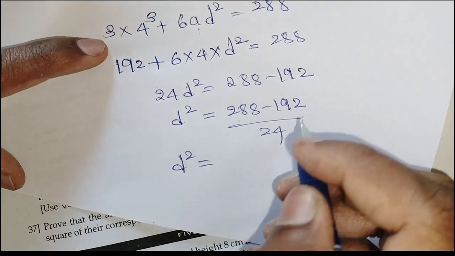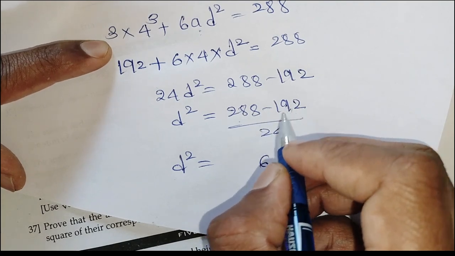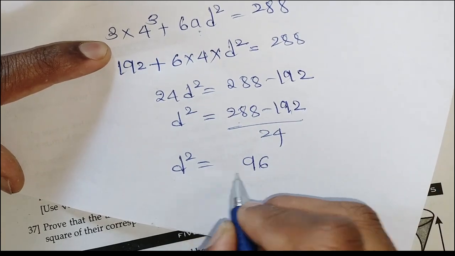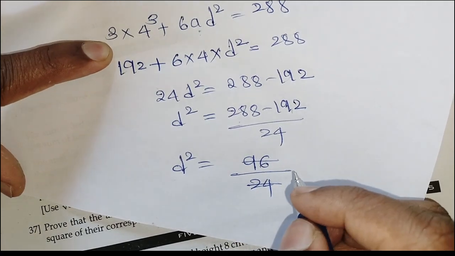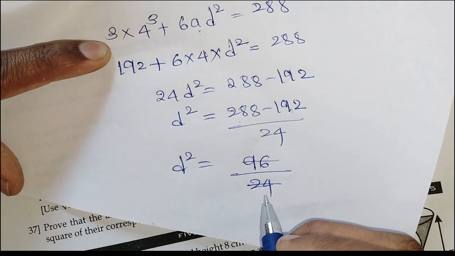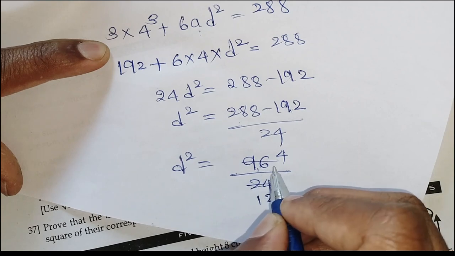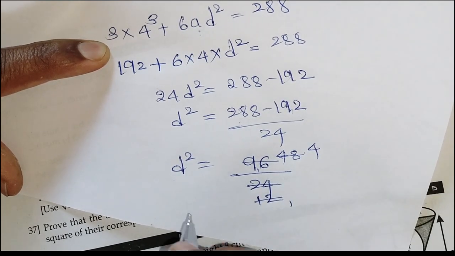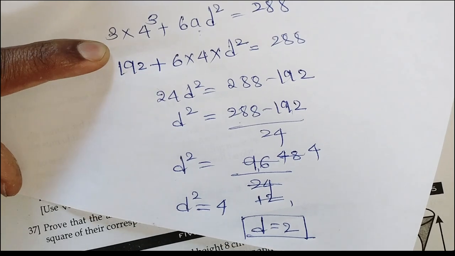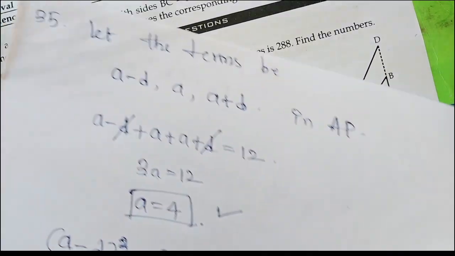Doing the subtraction, 288 minus 192 gives 96. Then 24 times 4 is 96, so d square equals 4 and d becomes 2. Okay, this is the answer: d is 2 and a becomes 4.